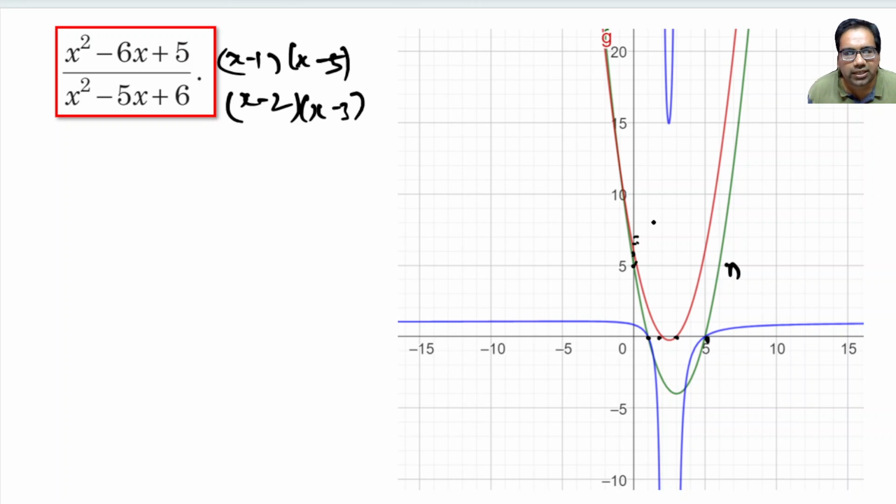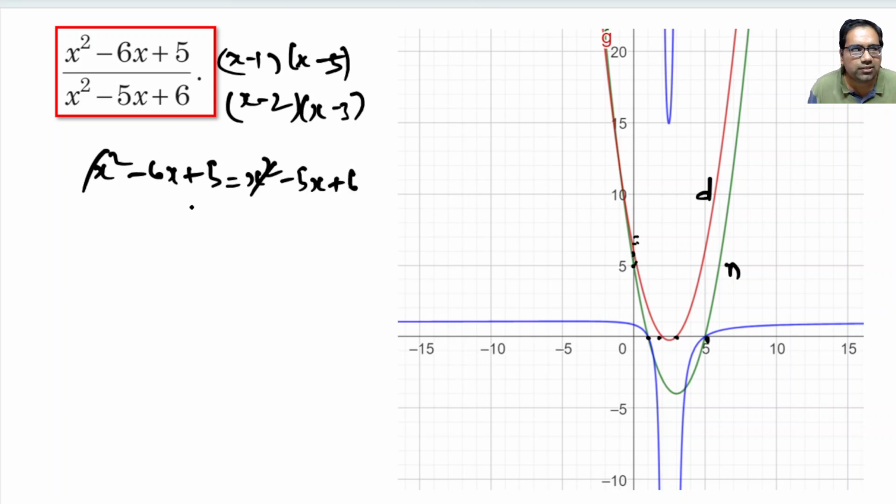Okay, so now we can clearly see the green graph is lower than the red graph. The numerator is lower than the denominator. But is it always lower? That is another question. x square minus 5x plus 5 is equal to x square minus 6x plus 6.